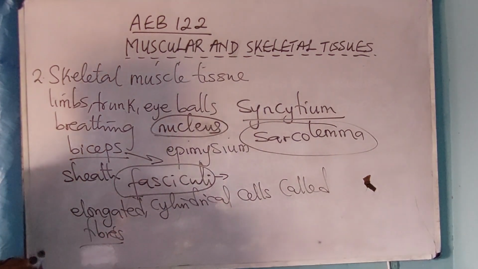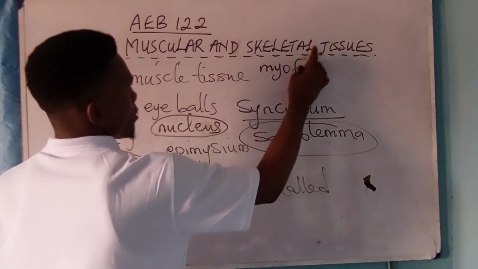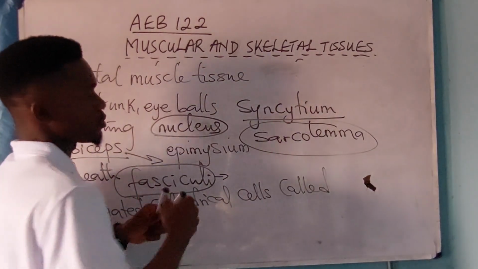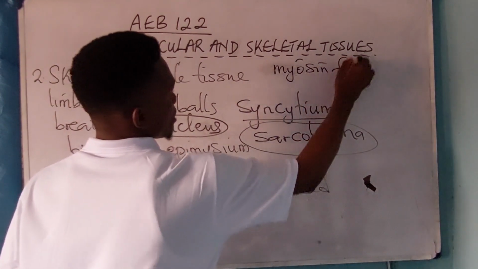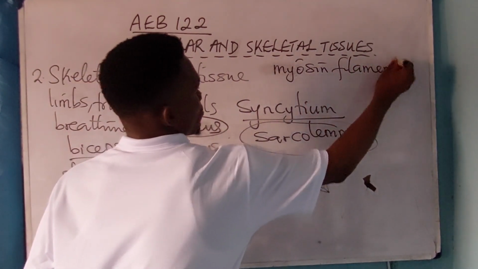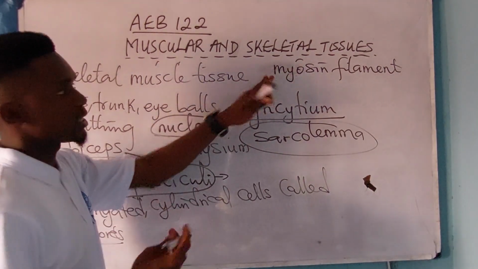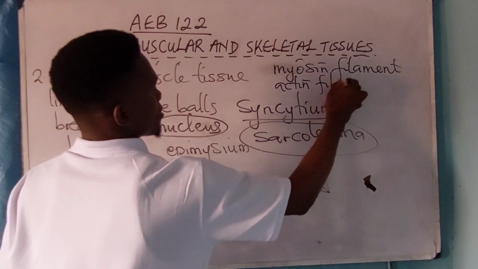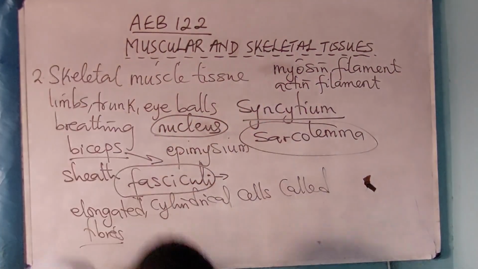Now, you know, when I introduced the class, I made mention of myofiber. I made mention of a type of protein called what? Myosin. It's myosin filaments. Myosin what? Filament, and we have under it. This one is the thick one, while the thin one is called what? Actin filament. Actin what? Filament.